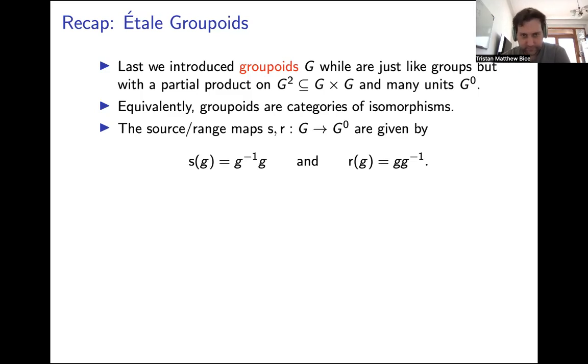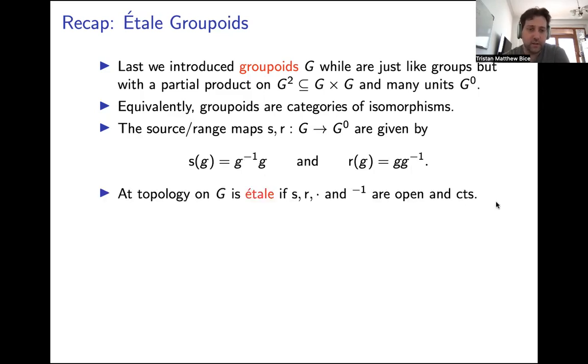In particular, on any groupoid, you have these source and range maps, which are like the domain and codomain maps of a category. In the case of groupoids, they have a nice form: the source unit of any element G is just G inverse times G, and this product is always defined. Likewise, the range unit of any element G of your groupoid is just the unit you get by taking G times G inverse.